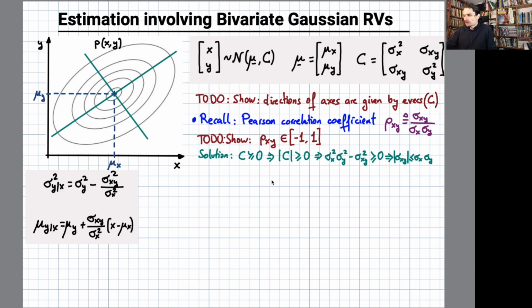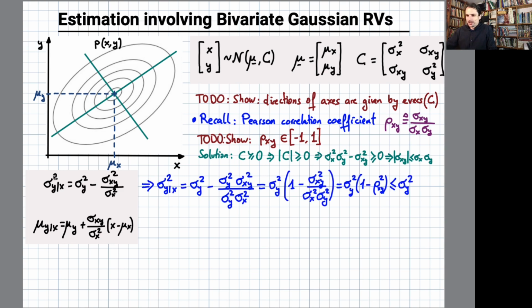Okay, the solution is not difficult. If a matrix is positive semi-definite, then, as we know from linear algebra, its determinant must be non-negative, okay? And the determinant is given by this expression, so we just need to solve for xy, which results in this inequality, which establishes that this rho xy is always in this interval, okay?